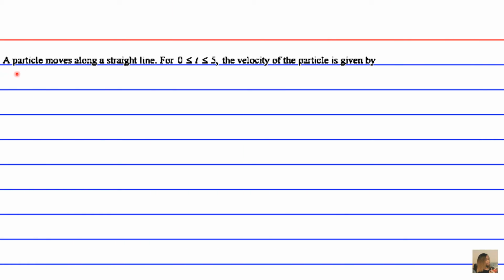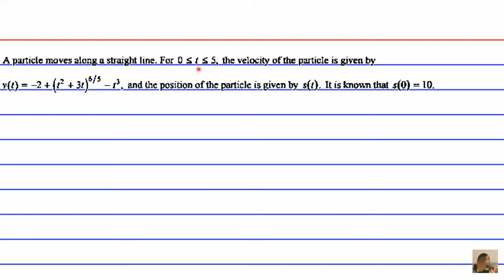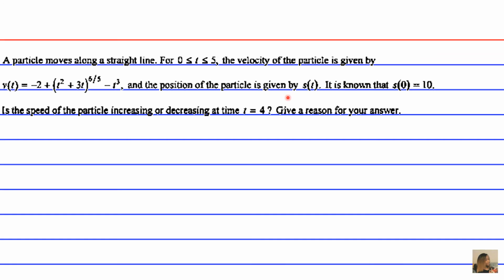A particle moves along a straight line for the closed interval 0 ≤ t ≤ 5 units of time. The velocity of the particle is given by v(t) = -2 + (t² + 3t)^(6/5) - t³. And the position of the particle is given by s(t). It is known that s(0) = 10.